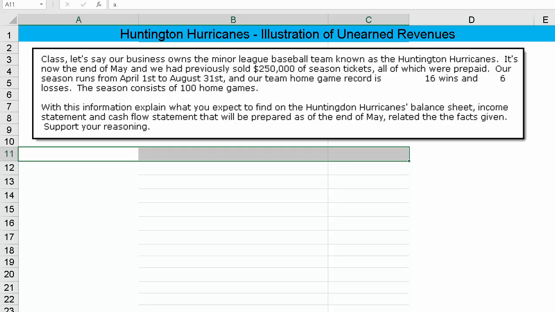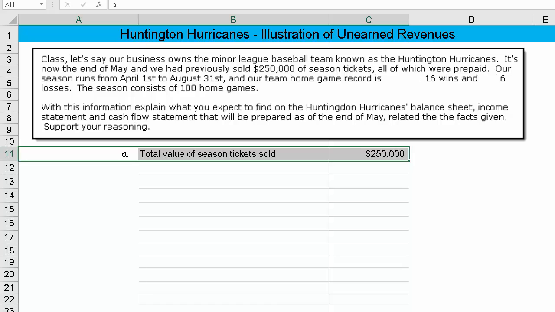With this information, explain what you would expect to find on the Huntingdon Hurricanes balance sheet, income statement, and cash flow statement that will be prepared as of the end of May related to the facts given, and support your reasoning. Alright, so let me bring this to light. I've worked this ahead of time just to save time in presenting this information. Alright, so here's what we know.